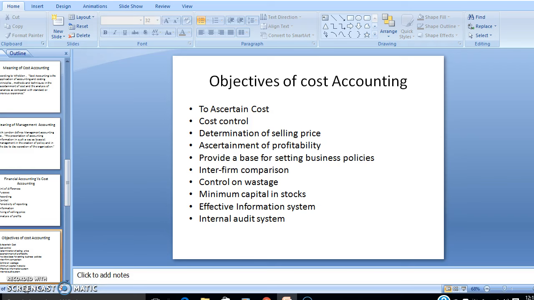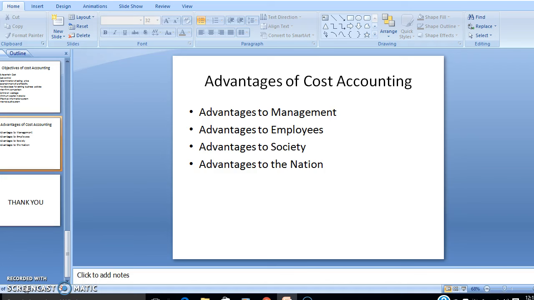Our last objective, but not the least, is internal audit system. The objective of cost accounting is to develop an internal audit system which may help in effective working of different departments of the organization. Now we talk about the advantages of cost accounting.